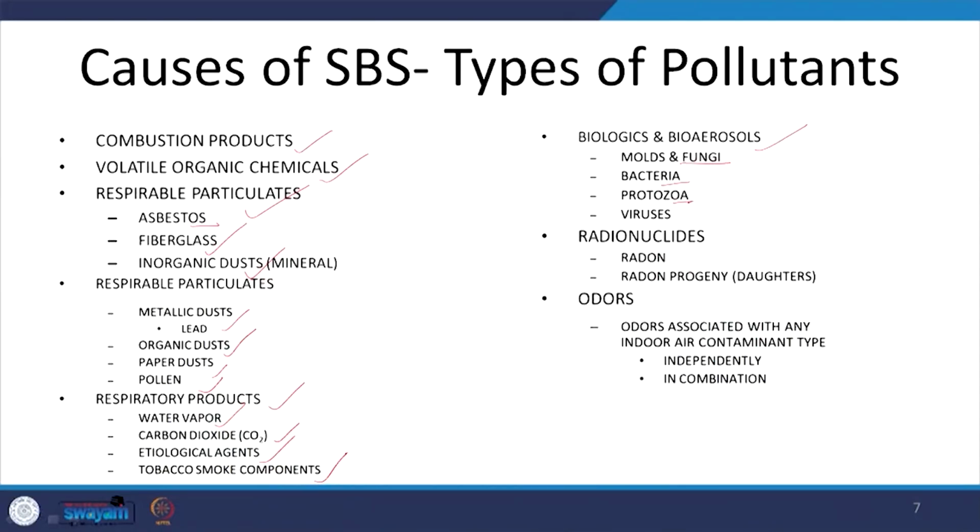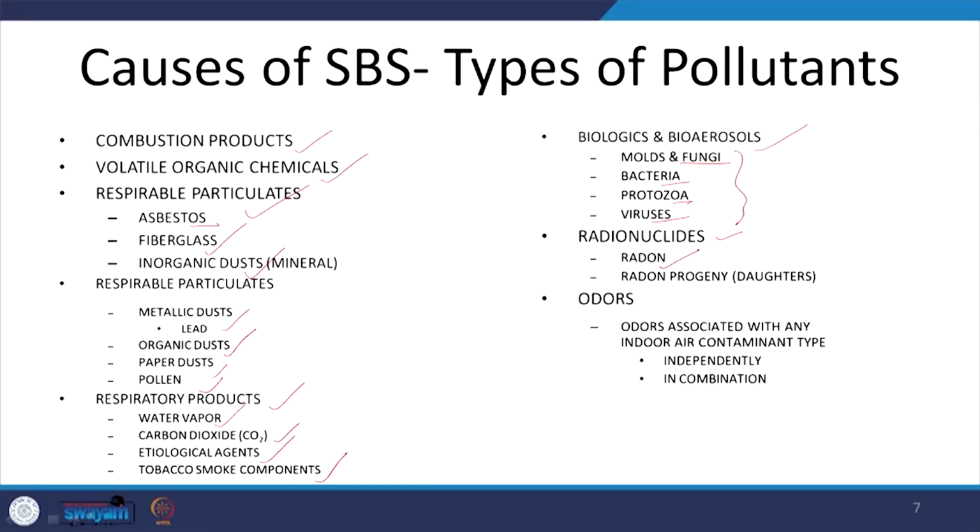We have bacteria, protozoa, viruses. The majority of airtight buildings, and also buildings which do not receive adequate direct sunlight indoors, report an overgrowth of such biologics and bioaerosols. Then we also have radionuclides, which include radon and radon progeny, the decay products of radon. And then we have odors. They might not really be inhaled and affect some body system, but they are an inconvenience, a discomfort.